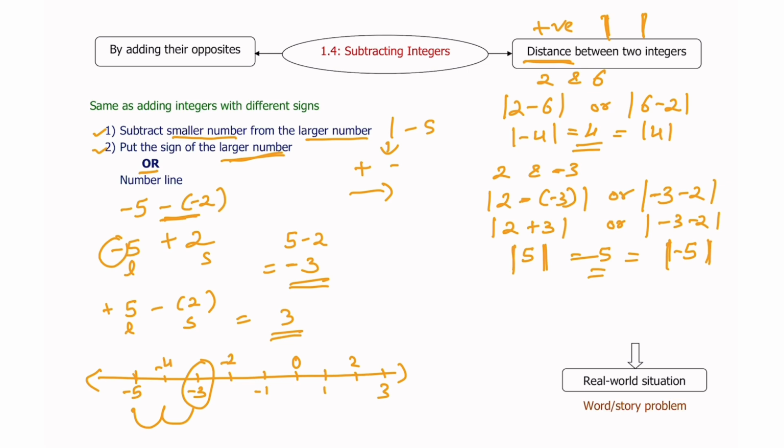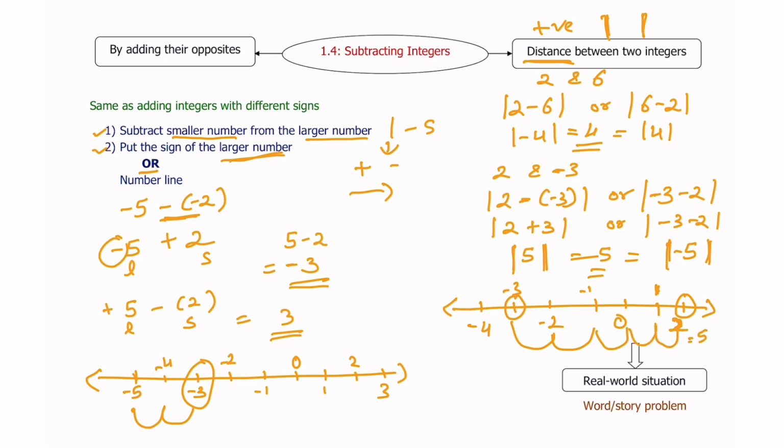It can also be done on a number line. For instance, let's start here. We say this to be 2, 1, 0, -1, -2, -3, -4. Now 2 is here and -3 is here. So this is 2 and that's -3. What's the distance? You go 1 step, 2 steps, 3 steps, 4 steps and 5 steps. That's exactly 5 that you have here. So you can do it on a number line as well.